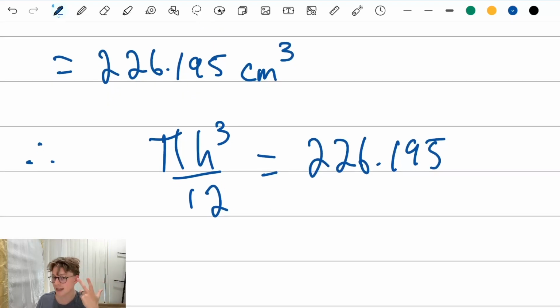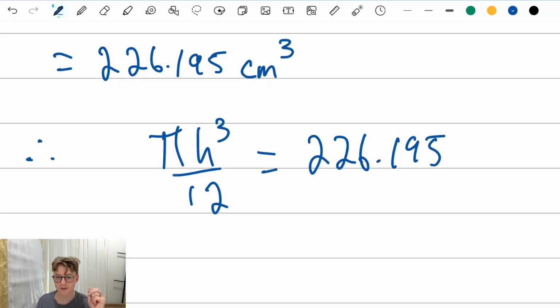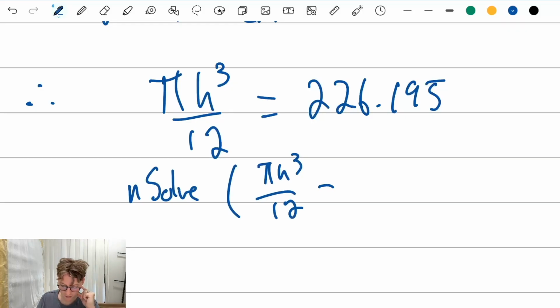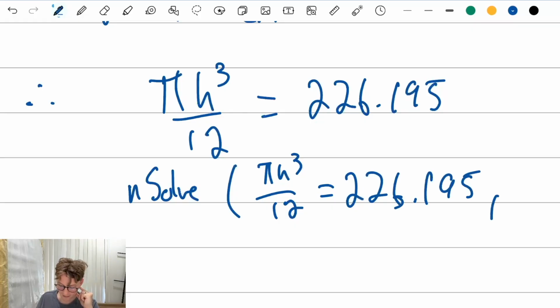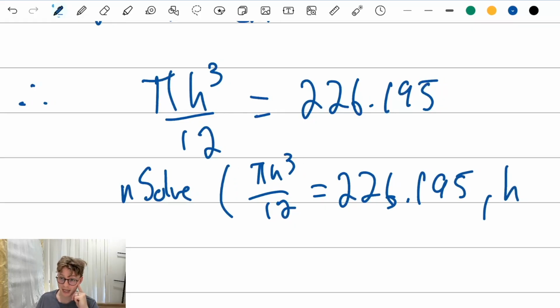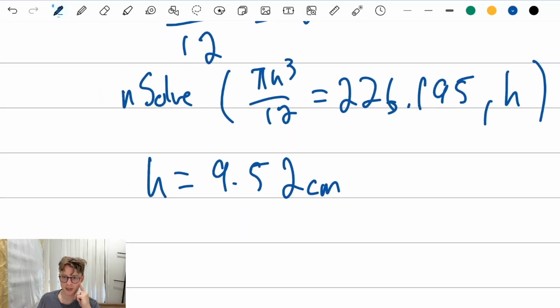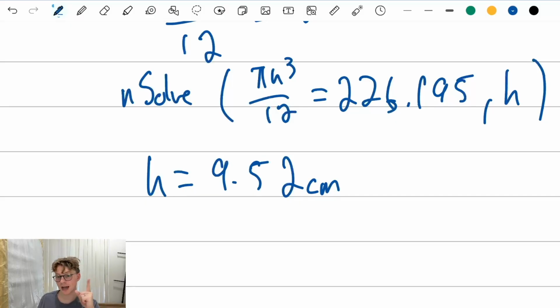So I'm going to use nsolve, save myself some time, don't have to rearrange. I'm going to say nsolve of pi h cubed over 12 equal to 226.195, comma, my variable in this case is h, close bracket, smack equals on the calculator, and I get h is equal to 9.52 centimeters. Okay, that's my value for h. So now I found h.